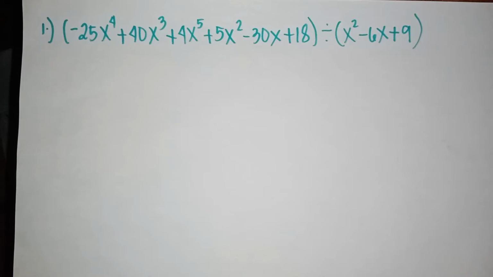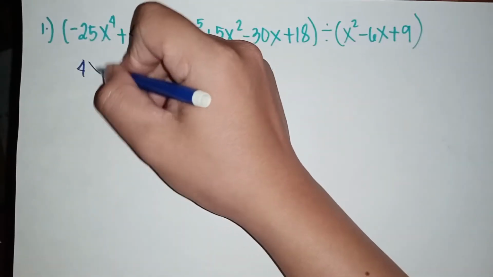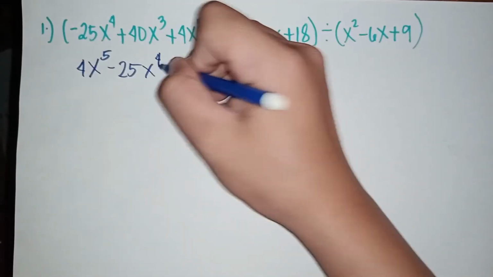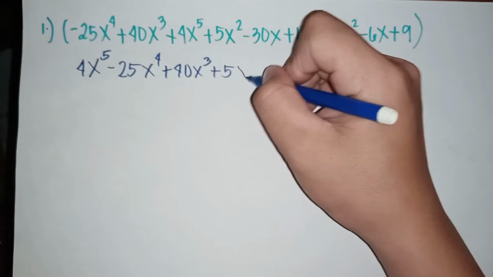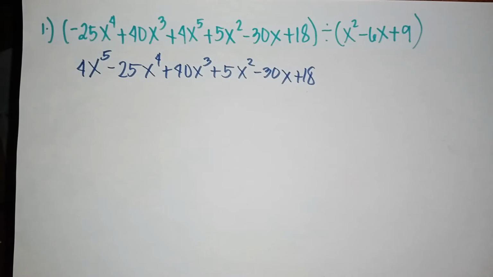Okay? So, yung una-una natin gagawin mga boss is we are going to arrange the dividend again into the descending powers of x or into its descending order. Manotice nyo mga boss, yung pinakamataas na exponent ng ating dividend is 5. So, this is our leading term. So, this is now 4x raised to 5, followed by negative 25x raised to 4, then plus 40x raised to 3. Next, plus 5x squared minus 30x plus 18. Okay, so this is now the descending order of our dividend.